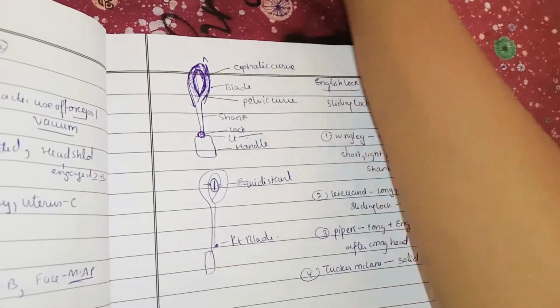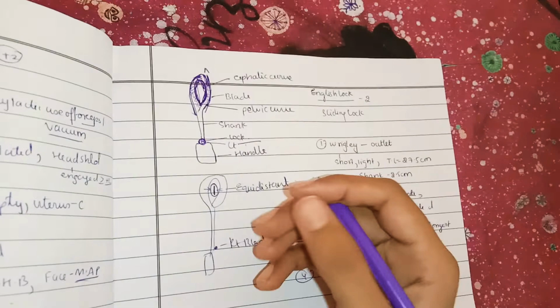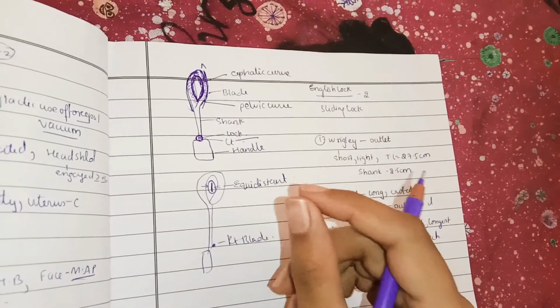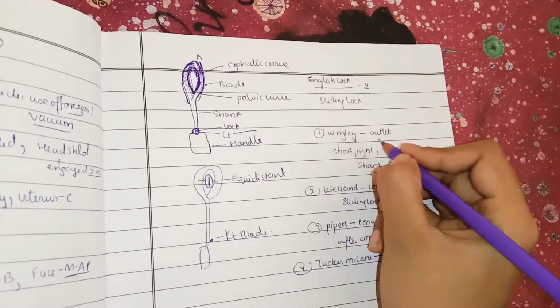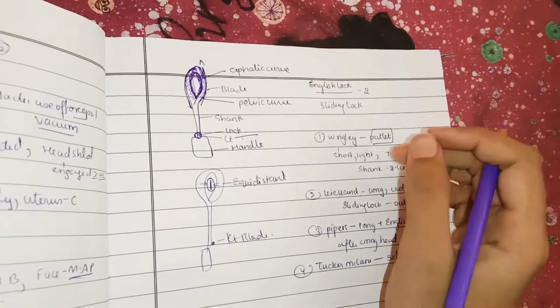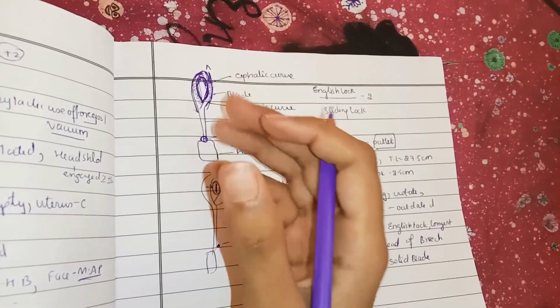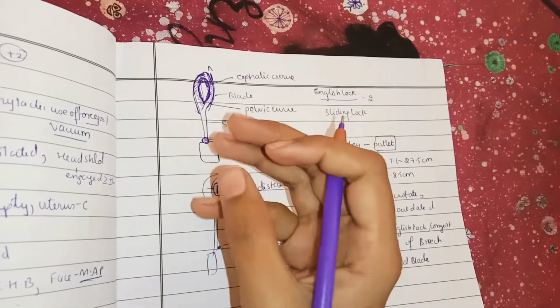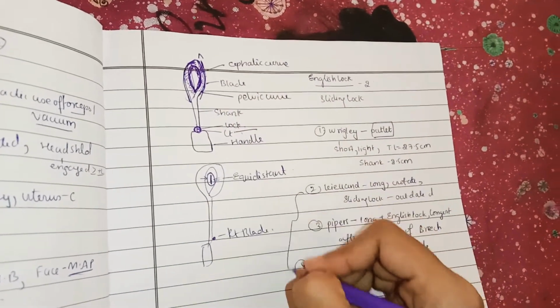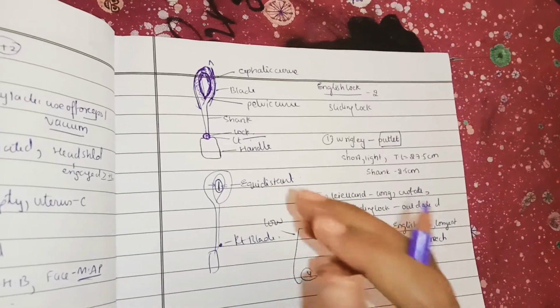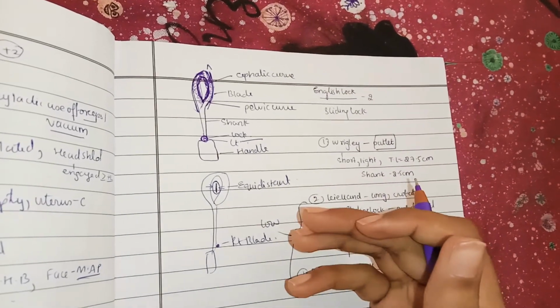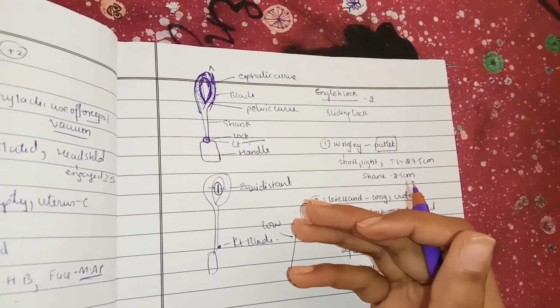Now let us understand how to apply the forceps. Forceps application: low forceps application, low forceps outlet. You can see here the Wrigley is an outlet. Low forceps means the station of the fetal head should be greater than +2 but has not reached the perineum. Most forceps are low forceps. So all these forceps are, you can say, low forceps. You need to apply them when the station is +2 and it has not reached the perineum yet.